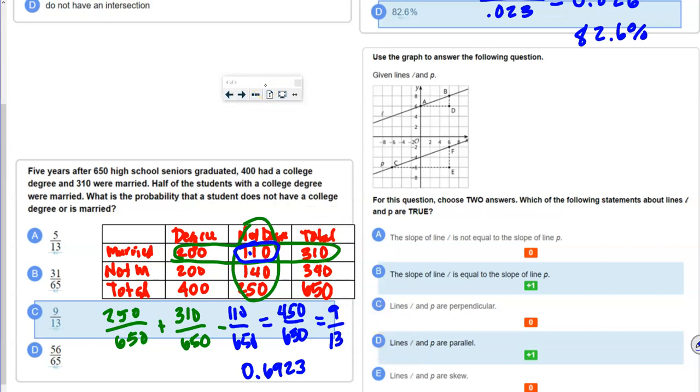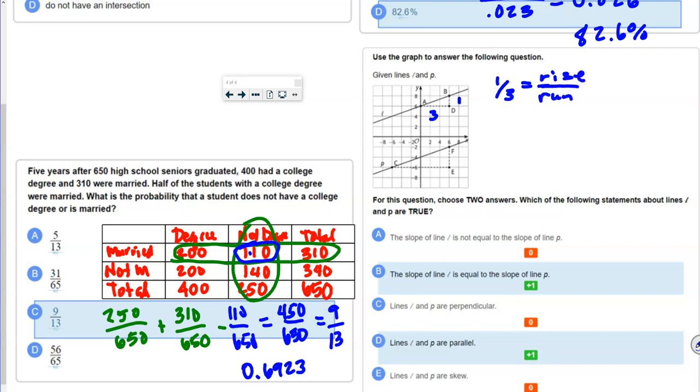So this last question says, for this question, choose two answers. Which of the following statements about lines L and P are true? So let's just look at our slopes here, because it seems like there's a couple statements here about slopes, okay? So if I go over here, I'm going 3 right and 1 up, right? So that's 1 over 3. Rise over run, remember. Rise over run, okay, so that's 1/3.